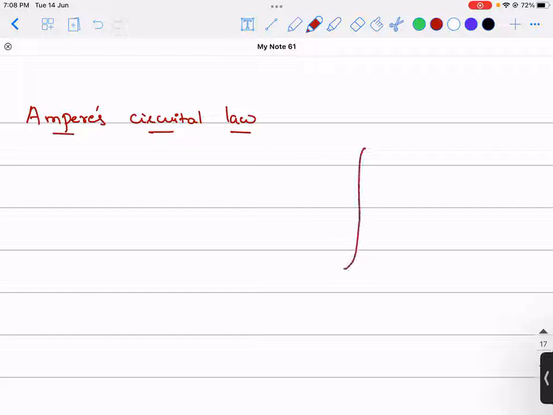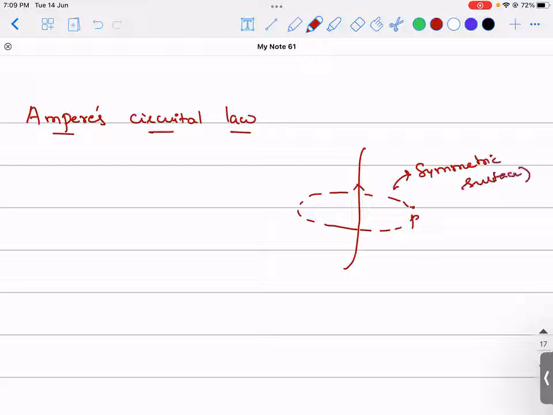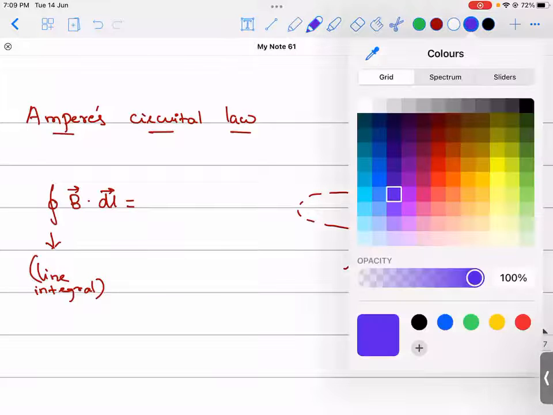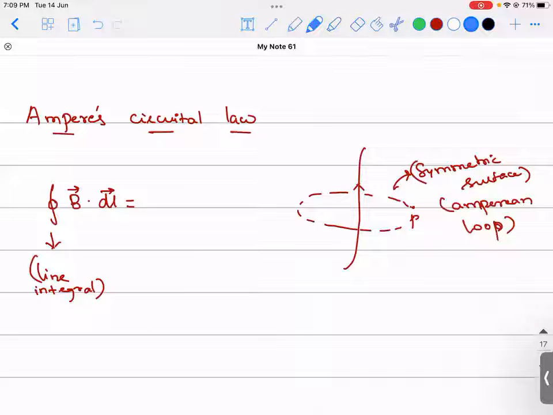If you have a current carrying conductor, and a point P where you are supposed to calculate the field, then around this current carrying conductor you can consider a symmetric surface, which is called an Amperian loop, in such a way that the line integral of B vector dot dl vector will be equal to mu naught times the total current that is enclosed by the Amperian loop.